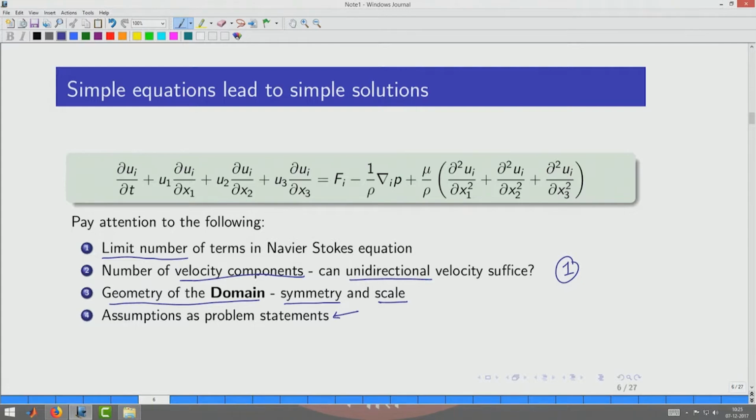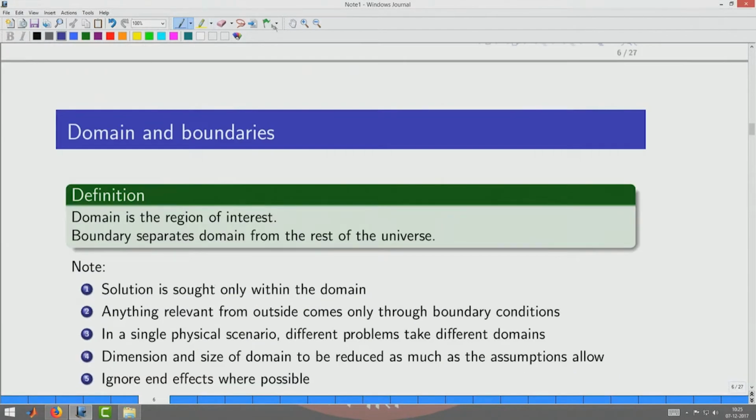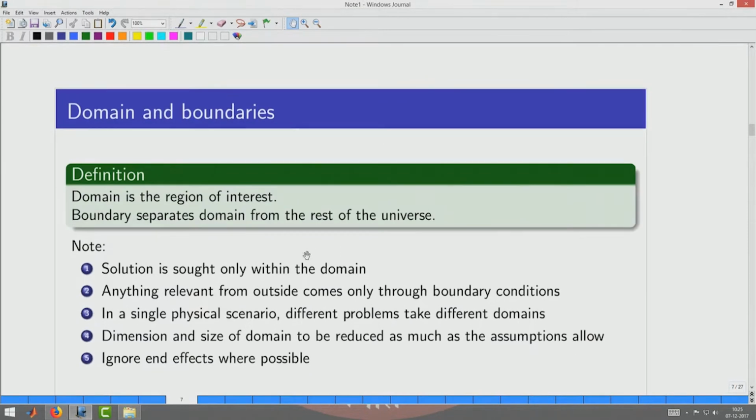So, what we are going to now take up is the domain. So, we will make a little bit of discussion about the domain. How do we choose the domain for a given problem? So, what we mean by domain is as follows. Domain is basically the region of interest. So, it just means that it is the region in space where the velocity profile is being sought.